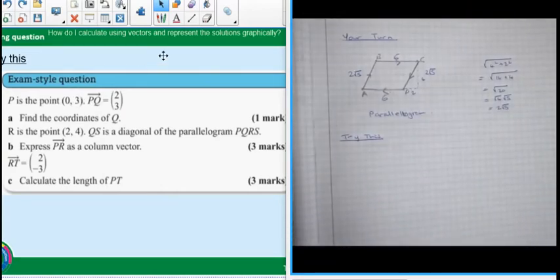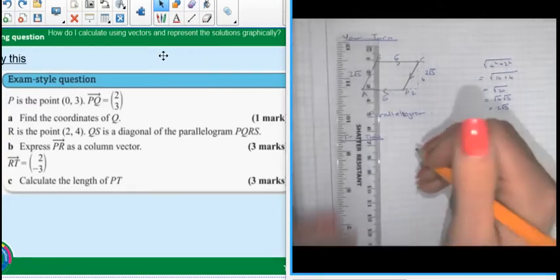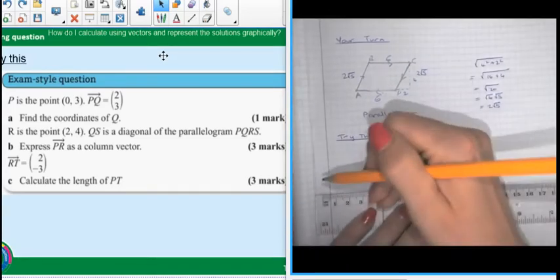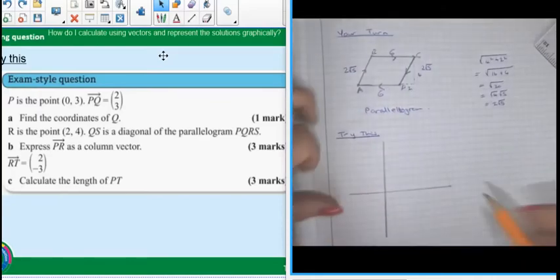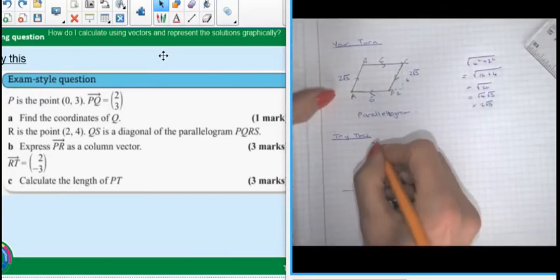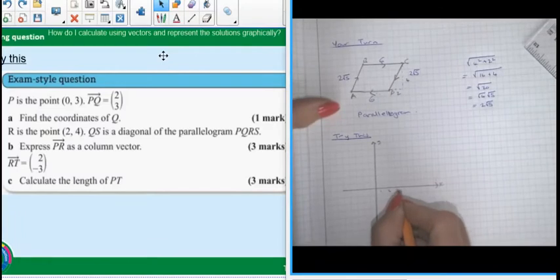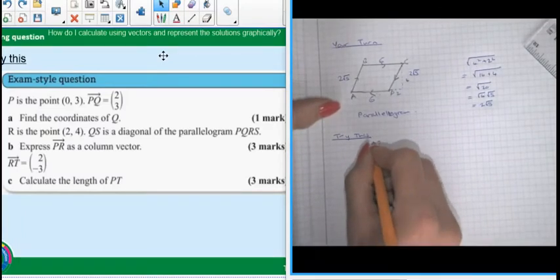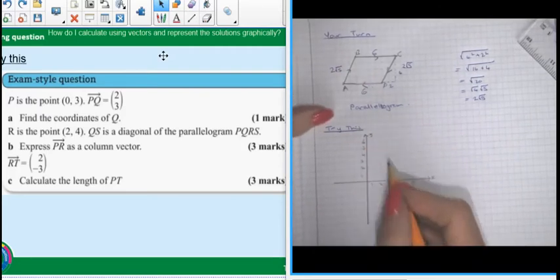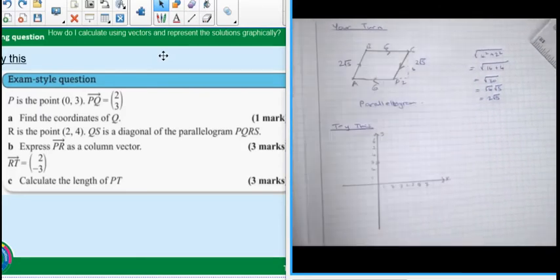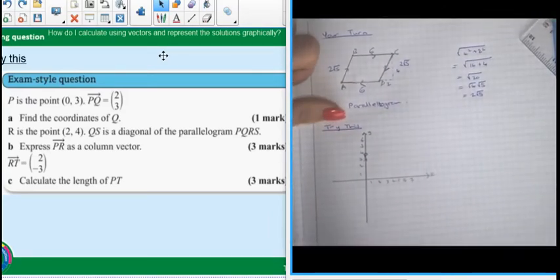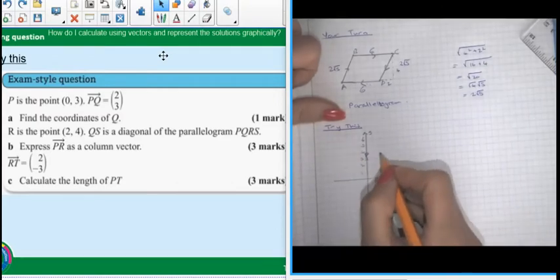So P is the point (0, 3). So we need to draw a coordinate grid for this one, because we have been given a coordinate. Point P is (0, 3). So 0 across and 3 up, that's P. PQ is (2, 3). So 2 to the right and 3 up. 1, 2, 1, 2, 3.